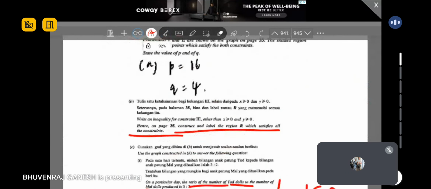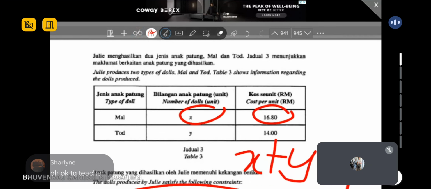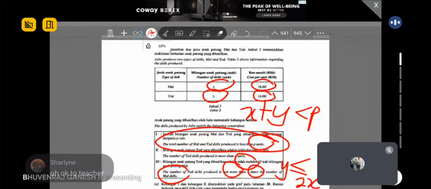And then the information on top. Total cost is how? Cost per unit times number of dolls. So 16.8x plus 14y. Okay?